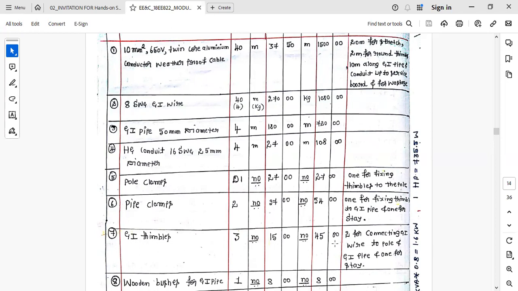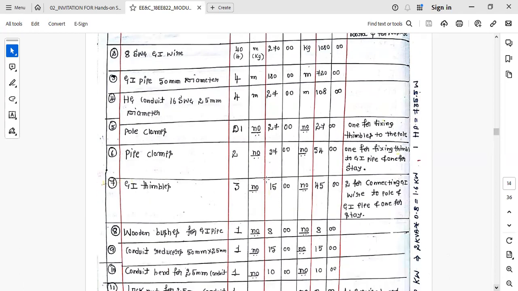That is nothing but a timbal to connect a GI wire at both the sides, from the service pole and the stay supporting pole at the outside. So three timbals they require. Two for connecting GI wire to pole and GI pipe. One for the stay wire. So total 3 they require, at least 2 is enough, but they will consider 3. Okay, 3 numbers, 15 rupees per timbal. Total 3 into 15, 45 rupees.